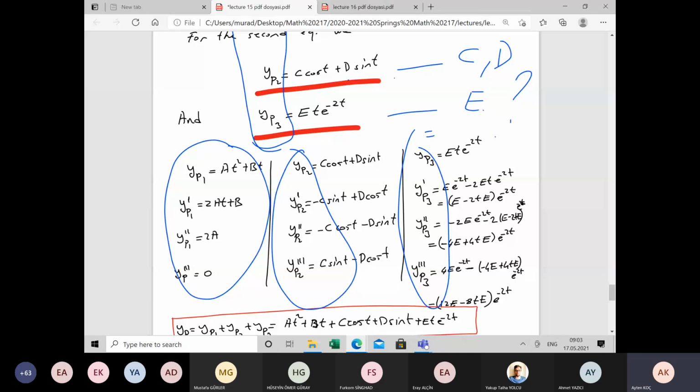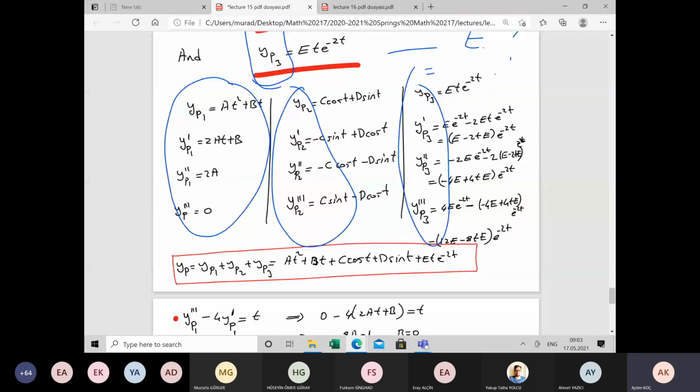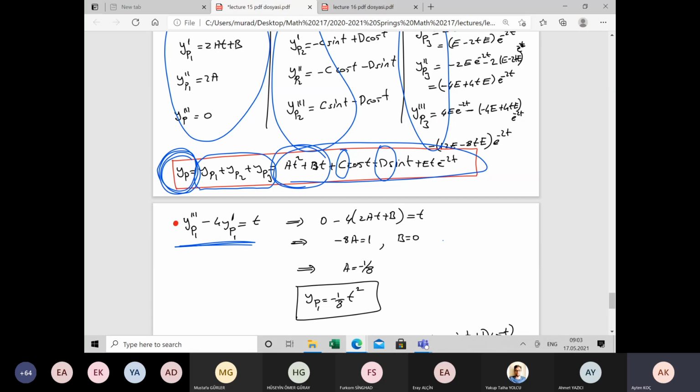Sometimes we separate the main differential equation, take the sum of the particular solutions of the parts, compute the prime and double prime and so on. Or we separate the parts, find the first one, and then find the coefficients of the second particular solution. So consider the corresponding first differential equation and substitute here.